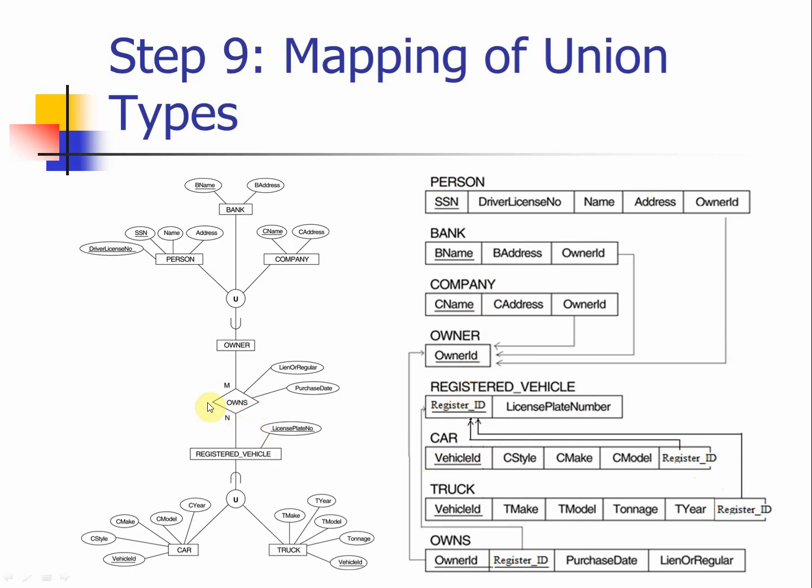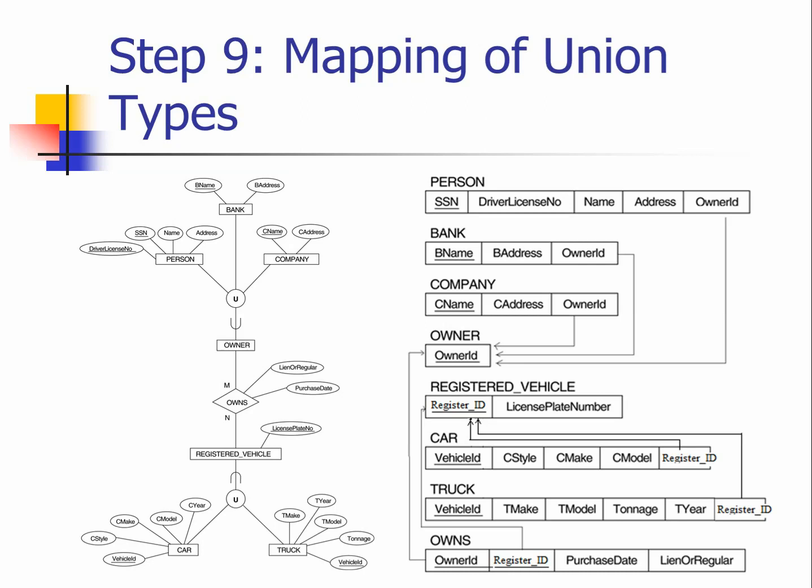Finally, since I have an M to N relationship, remember this is step number 5. What we need to do is create an owns relation, link the primary key of the owner and the primary key of the registered vehicle, which are owner ID and register ID. Link foreign keys back to those, and the primary key of owns is a combination of the two. Since there are two local attributes, or attributes of the relationship, we include those over here. So this is the full conversion of what we see in this example. That includes 2 union operations plus 1 M to N relationship.